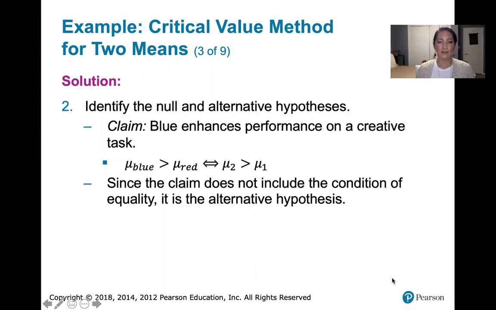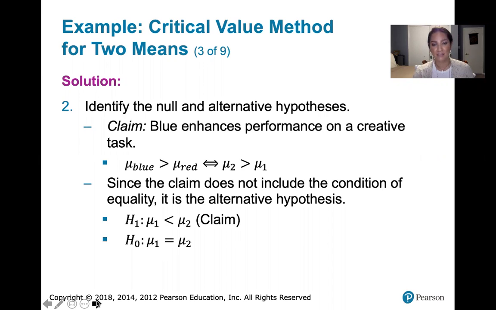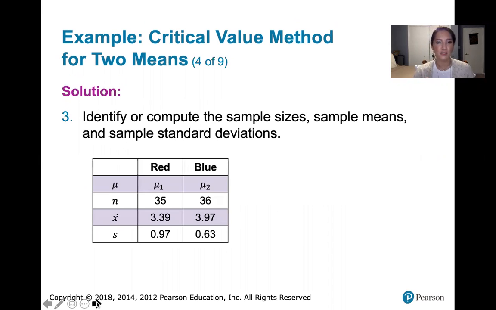Now, that claim does not contain the condition of equality. So that makes it the alternative hypothesis. And typically, when we write that, we always write it with mu sub 1 first. So rather than saying that mu sub 2 is greater than mu sub 1, we're going to say that mu sub 1 is less than mu sub 2. That's our alternative hypothesis. That's the claim. And then if that's not true, the null hypothesis is, well, actually, we're not going to worry about whether or not that's not true. In order to come up with the null hypothesis, you just take this less than sign and you replace it with an equals sign. Okay, so we've got our null and alternative hypotheses.